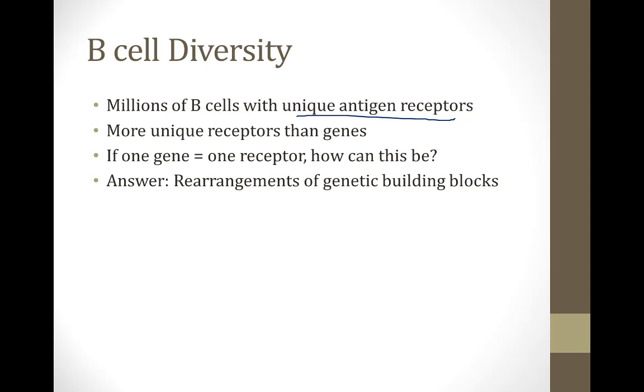And one thing that puzzled scientists for a long time is that there are more unique B cell receptors than there are genes in the entire human genome. At the time, the thinking went that one gene coded for one receptor. So how is this possible? How can we have more B cell receptors than we have genes?